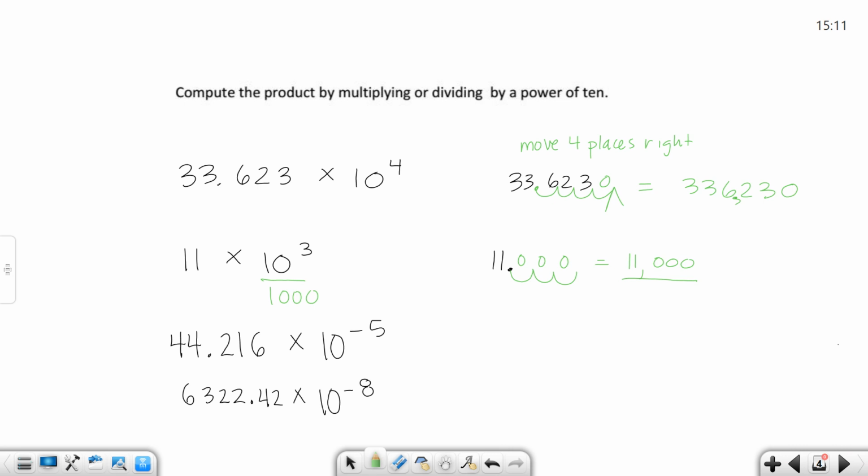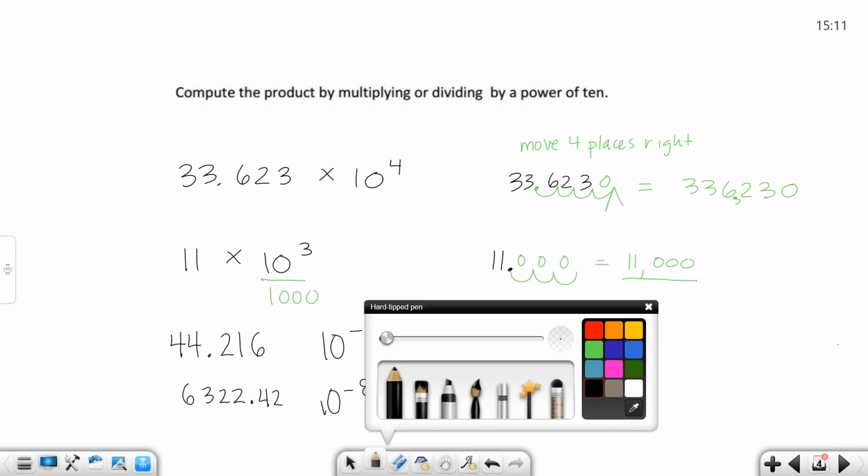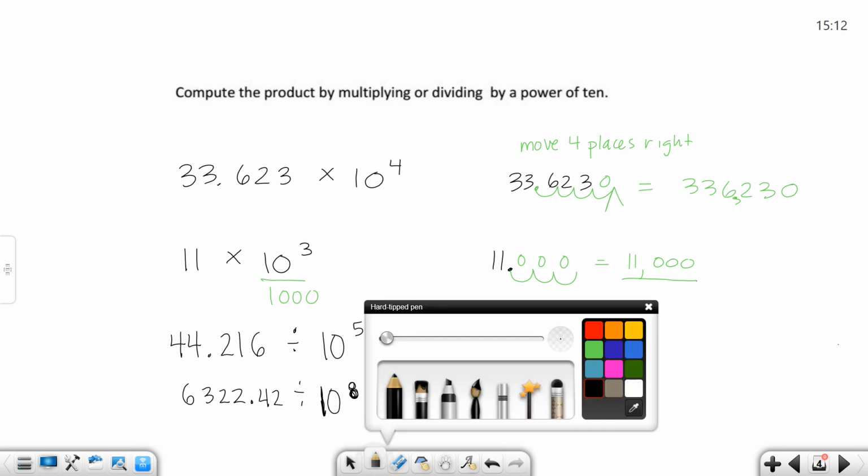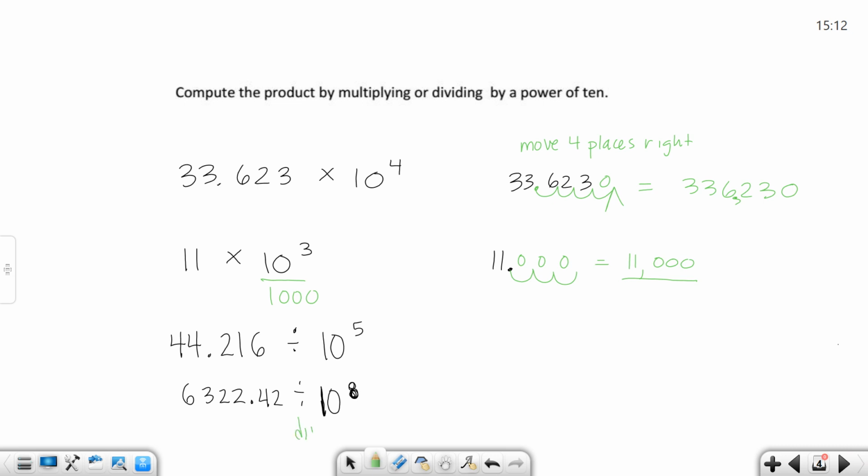Now, this is not how I meant for this problem to look. So let me change it up a little bit. All right, now that's how it's going to look for you. So now we're dividing. Okay, we're dividing by 10 to the 5th and dividing by 10 to the 8th. So if you're dividing, that means you're going to move your decimal to the left. If you're multiplying, you're going to move it to the right.